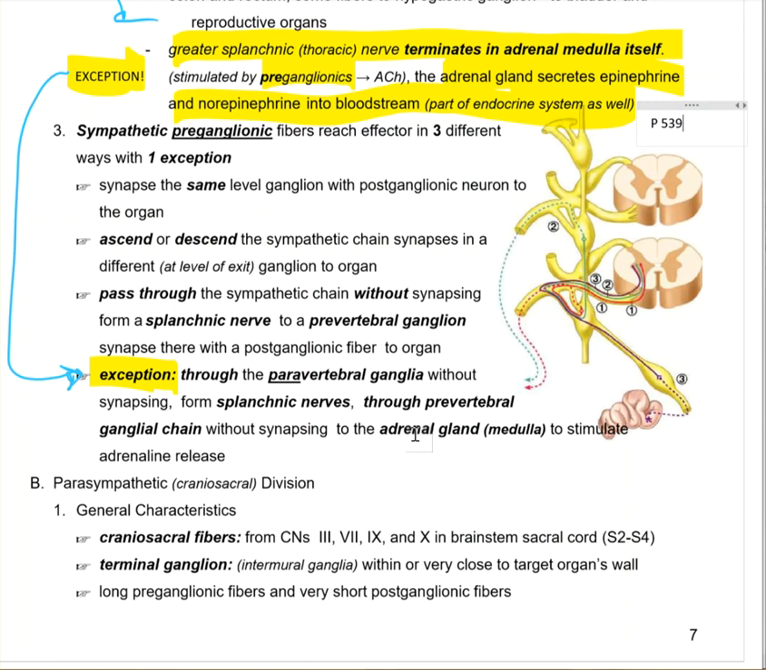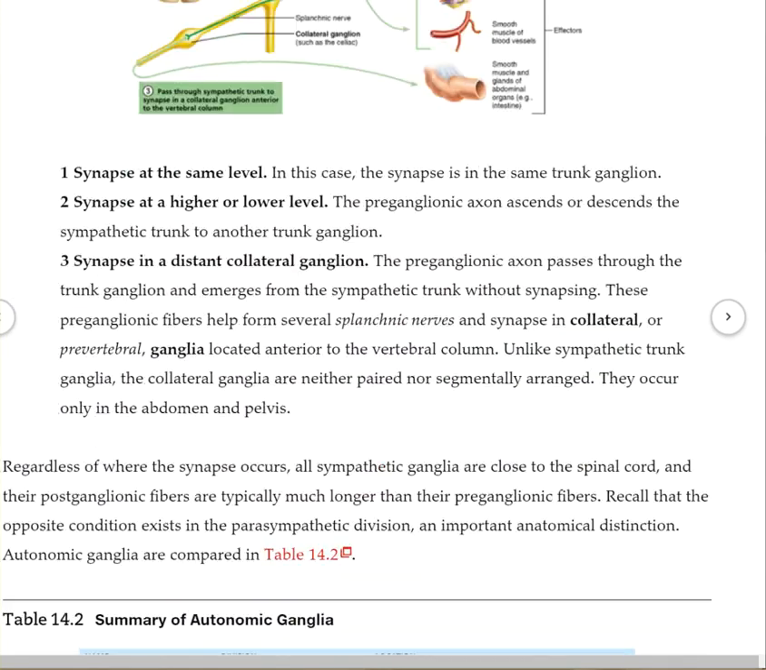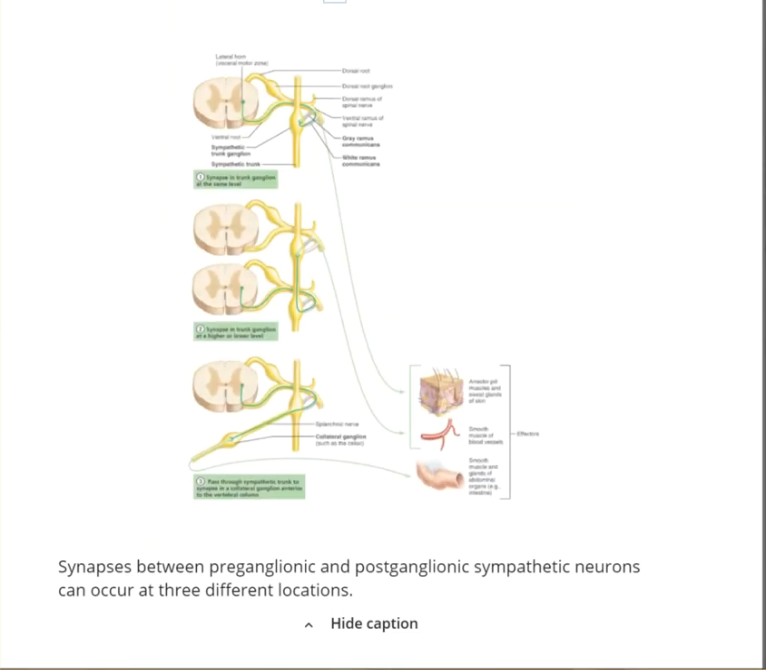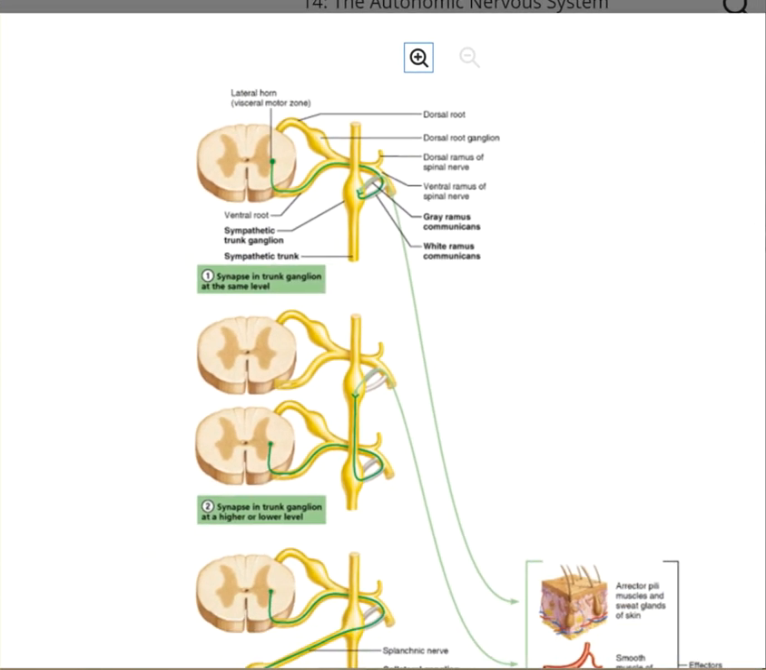Now, let's go over there real fast. And it's back a couple pages. Okay, here it is. All right, so I'm going to zoom in so we can look at this. What we're trying to figure out here is, when we're sending a message down our sympathetic pathways, how does it get to where it needs to go from the spinal cord? And there are 3 ways plus our exception.